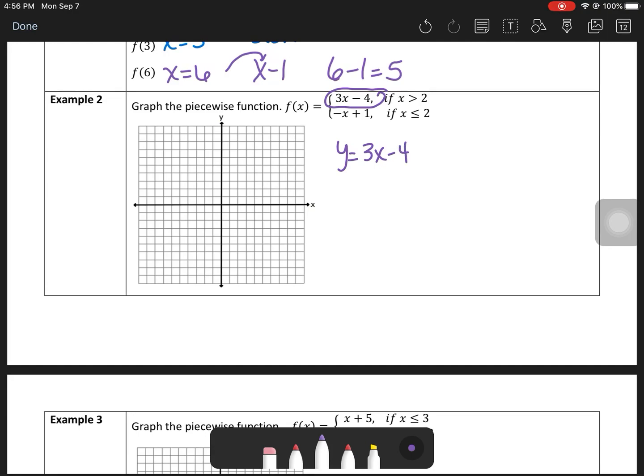So to graph, I'm going to graph my y-intercept at negative 4, and my slope is up 3 and over 1, up 3 and over 1, and so forth. This time, it says, though, the part that we want is anywhere where x is greater than 2. So find out where x is 2, which is right here. But since it says greater than 2, that's going to be an open circle.